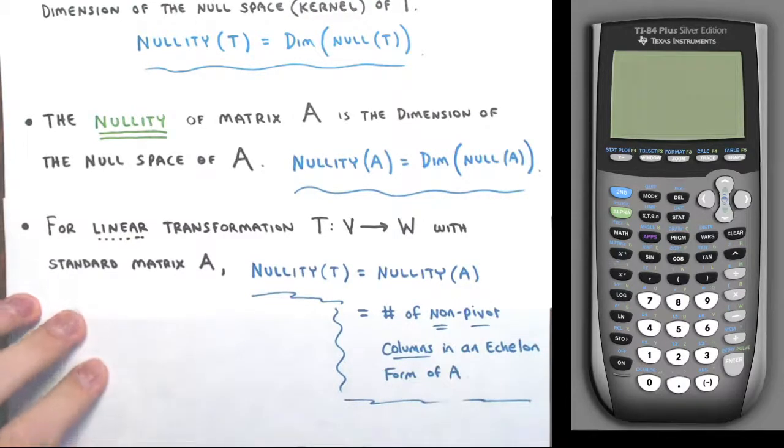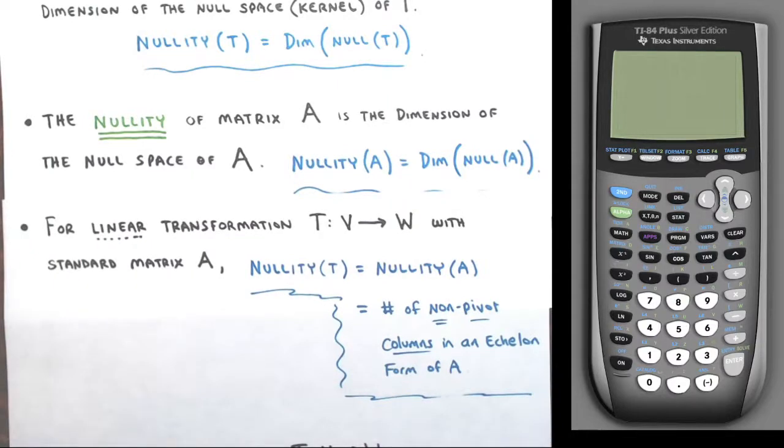So this tells you how I'm going to work the examples I have later. I only have a couple examples later because I've done this before in other videos. I'm going to find the standard matrix for the given linear transformation, put it into an echelon form, whether it be row echelon form or reduced row echelon form, and then count the number of non-pivot columns, right? The number of columns that don't have a pivot in them, and that will be the nullity of the matrix, and also therefore the nullity of the transformation, the dimension of the null space.